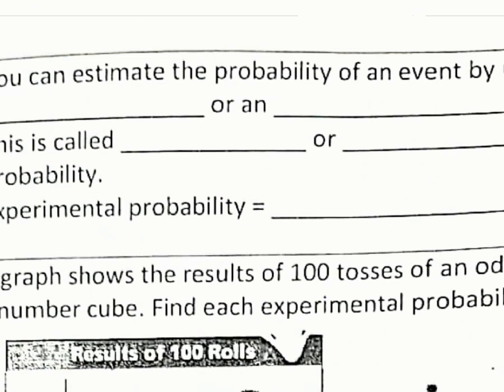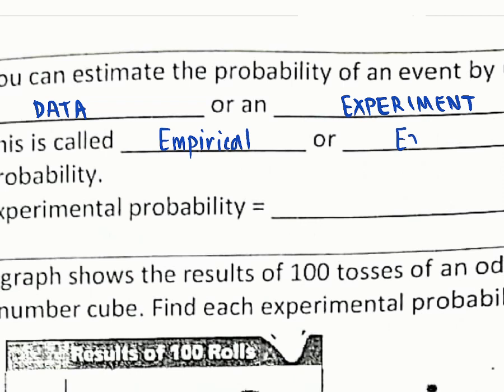Okay? So first, when we talk about experimental probability, here's what you need to know. You can estimate the probability of an event by using data that's already been accumulated, or an experiment that's either already been done or you can do it. Now, this technically has two names that you might hear. One of them I don't use very often. It's called empirical probability, but I use the word experimental probability.